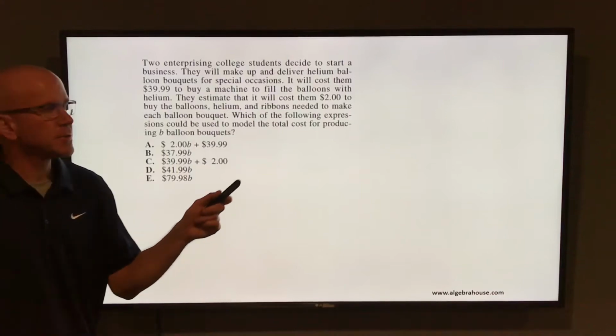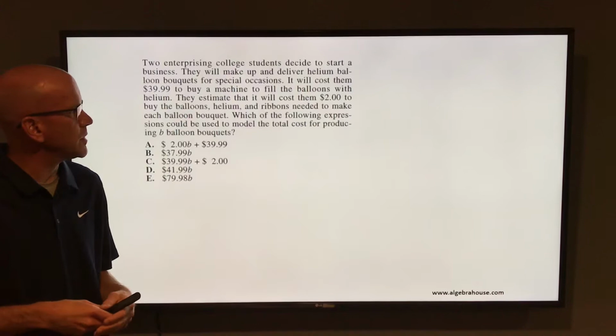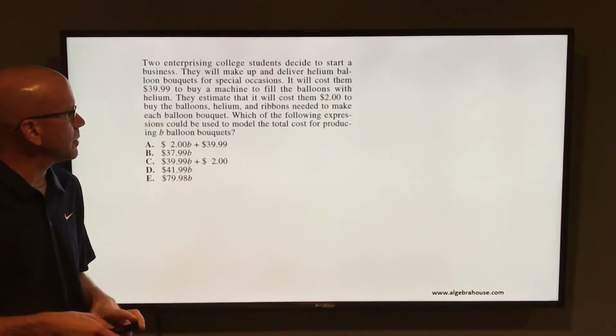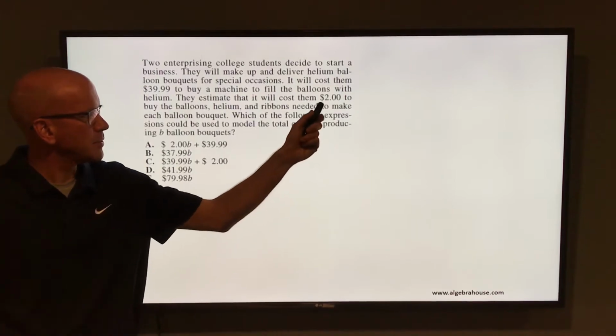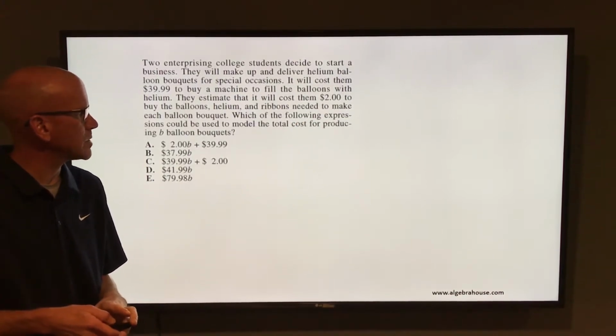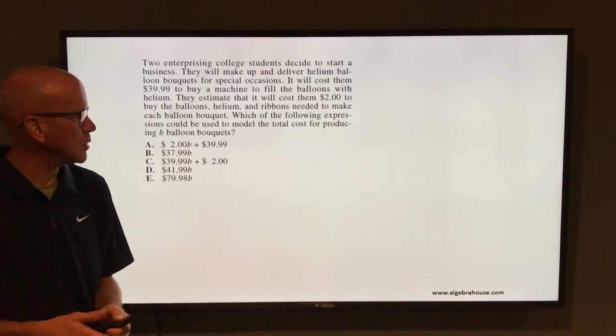Two enterprising college students decide to start a business. They will make up and deliver helium balloon bouquets for special occasions. It will cost them $39.99 to buy a machine to fill the balloons with helium. They estimate that it will cost them $2 to buy the balloons, helium, and ribbons needed to make each balloon bouquet. Which of the following expressions could be used to model the total cost for producing B balloon bouquets?